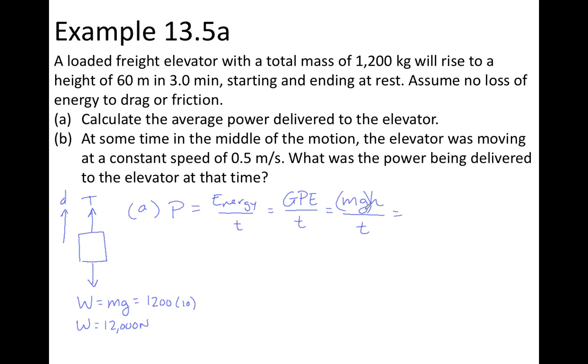I found the value of m times g, that was the 12,000 newtons, times the height that the elevator is lifted, and in this case, that's 60 meters, divided by the time that this happens. Well, that's 3 minutes, but we don't want to be in minutes because we want to get out watts. If we want standard units, we want to put in standard units. And 3 minutes times 60 seconds per minute is 180 seconds. And so our average power to lift this is 4,000 watts.